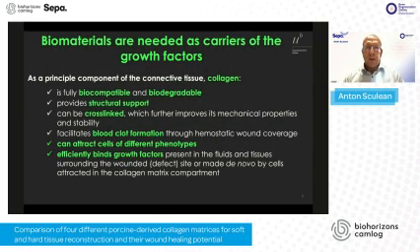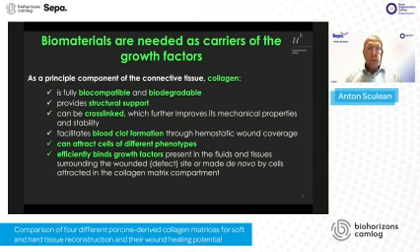So for this reason, it makes sense to use a certain carrier for these growth factors. One example is collagen, because collagen, as we very well know, is a main component of the connective tissue. Usually the collagen is fully biocompatible, it is biodegradable, and it provides support for the structures. However, it can be in two major forms. It can be either in a native form or in a crosslinked form, which further improves the mechanical properties.